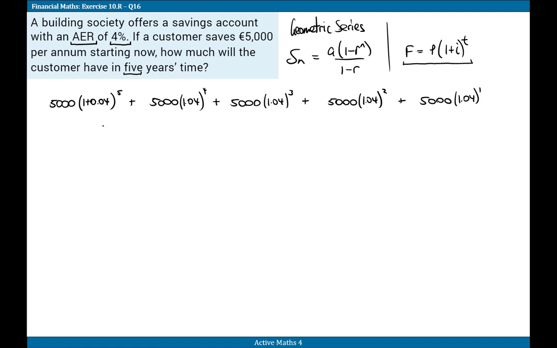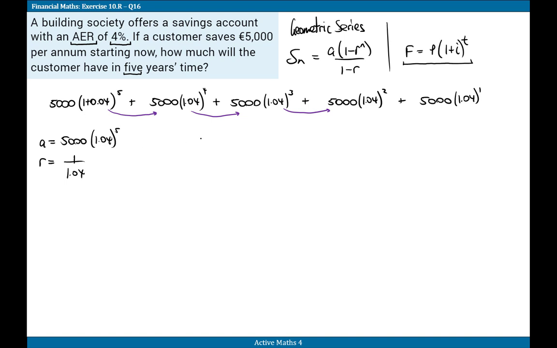And what kind of a series is it? It's a geometric series, where the first term, A, is obviously 5,000 on 1.04 to the power of 5. And then R, well, what are we multiplying each time by to go from one term to the next term? We can actually see that the 1.04s are going down by a power each time. So we must be multiplying by 1 over 1.04.